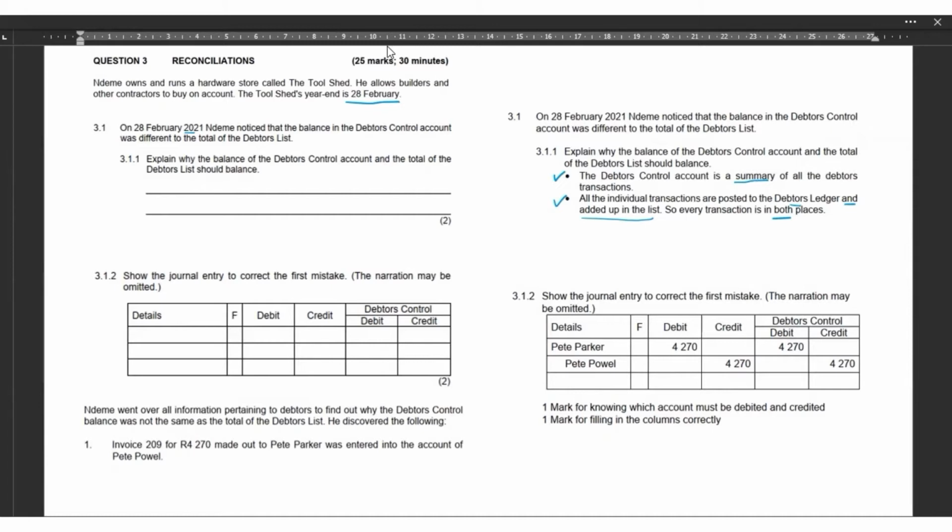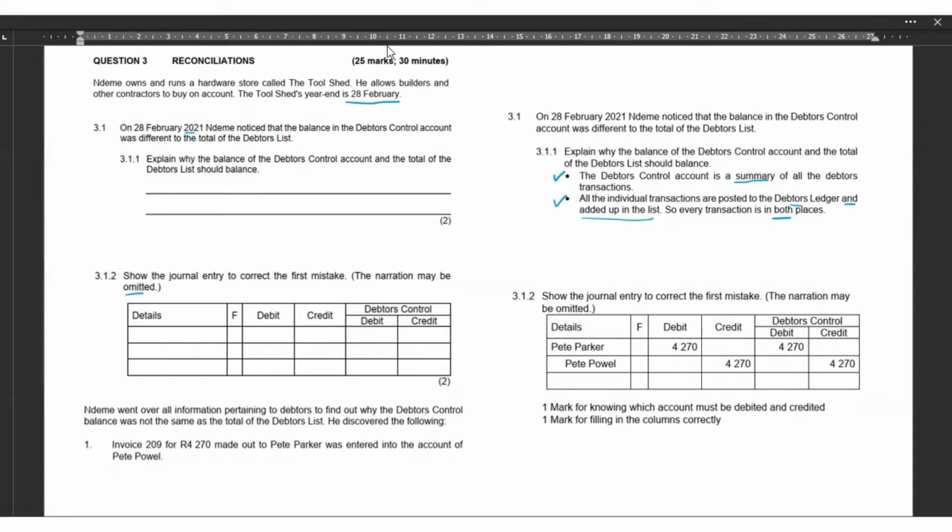3.1.2. Show the journal entry to correct the first mistake. The narration may be omitted. In other words, the narration may be left out. If it is not specified that it may be omitted, please remember to put your narration there, whether it is correction of error, bad debt written off, whatever the case may be. So here is the first mistake that was found. And then we went over the information pertaining to the debtors to find out why the debtors control balance was not the same as the total of the debtors list.